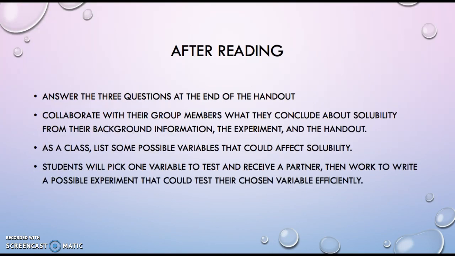After reading, students will answer the 3 questions at the end of the handout. They then collaborate with their group members on what they conclude about solubility from their background information, the experiment, and the handout. As a class, we will then list some possible variables that could affect solubility. Students will pick one variable to test and receive a partner from me, then work to write a possible experiment that can test their chosen variable efficiently.